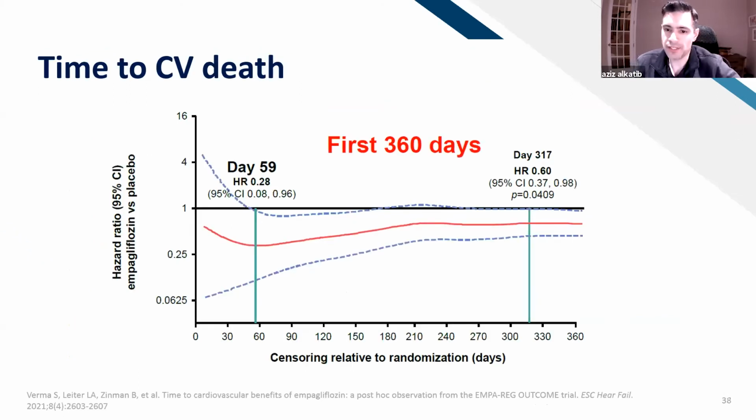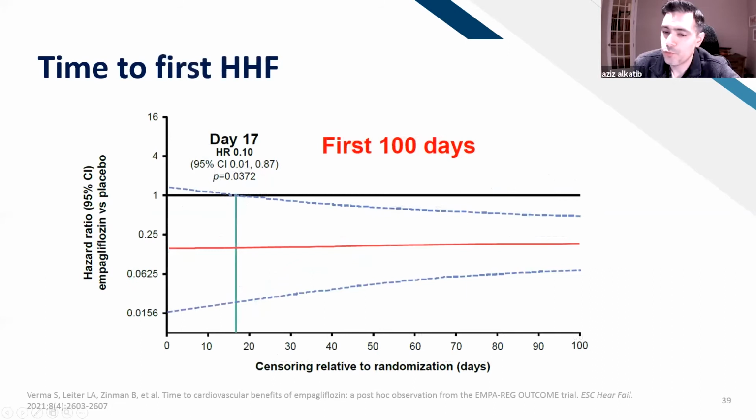I want to highlight this post hoc analysis of the EMPA-REG OUTCOME trial, where they looked at the timing of the treatment effect. In other words, when was the first time that it showed a statistically significant benefit? For the outcome of CV death, you can see here that at day 59, there was a statistically significant benefit. For first heart failure hospitalization, that occurred at day 17. So not only do these drugs show a profound, significant benefit, it happens expeditiously, within days to weeks of treatment initiation. And again, I've said this before, but this really speaks to a mechanism that is independent of glucose lowering and not related to any mitigation of atherosclerosis progression, right? Because this is too fast to have any effect on atherosclerosis.